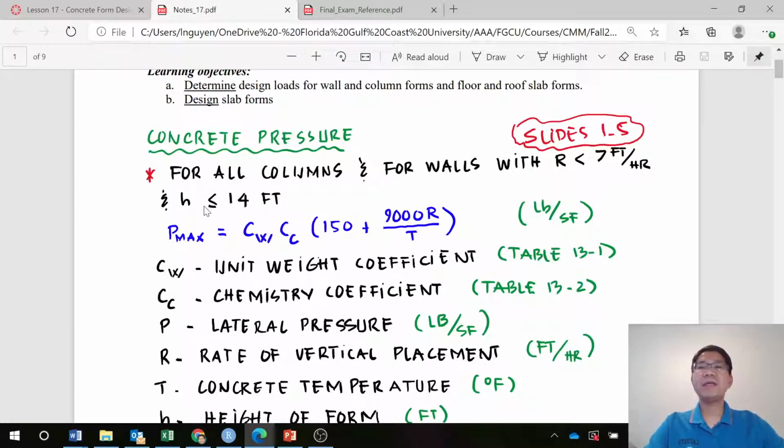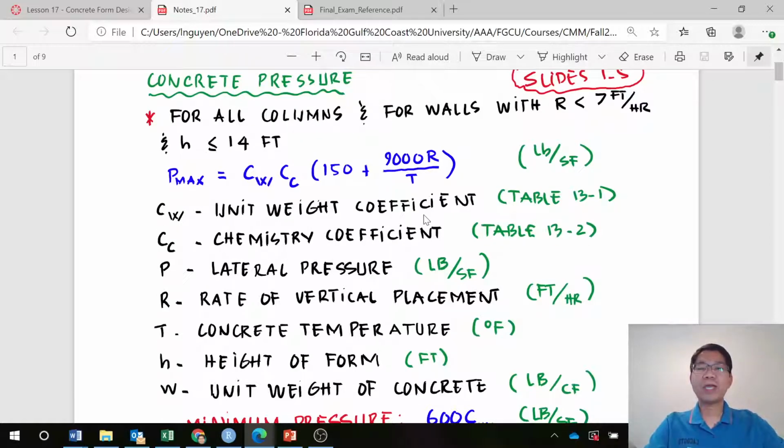And then there is the height of the structure, and that applies for the walls. So if the walls have a rate of placement less than 7 feet per hour, meaning a slow rate of placement, and the height is not too high, less than 14 feet, then we can apply this equation. And of course for all columns, the same equation applies.